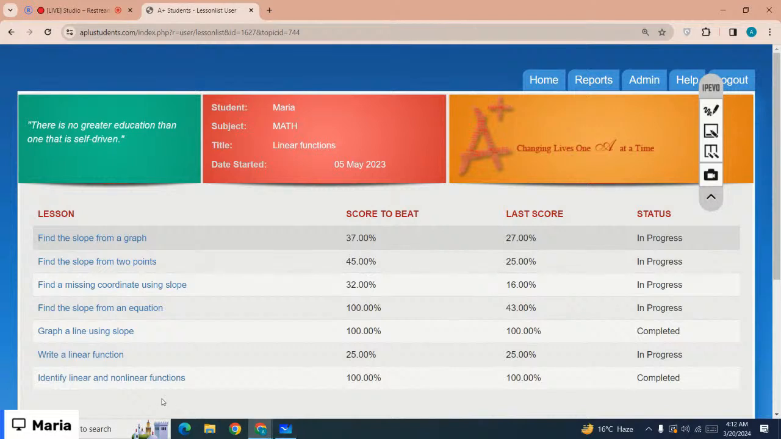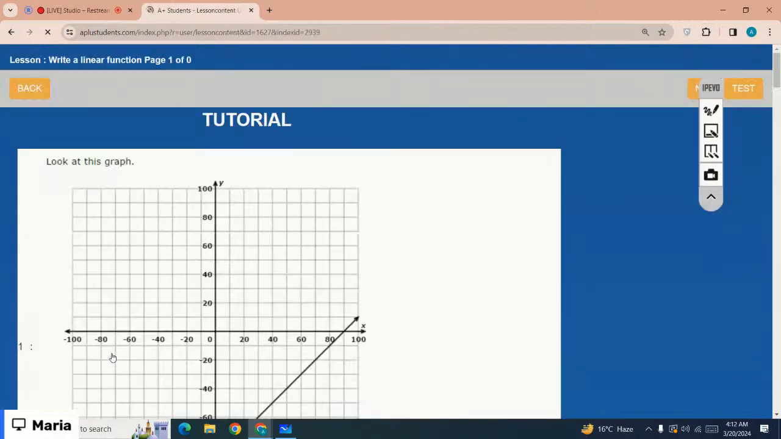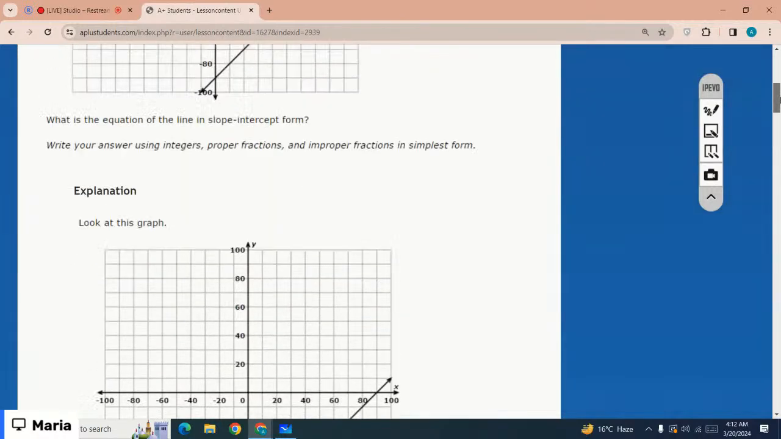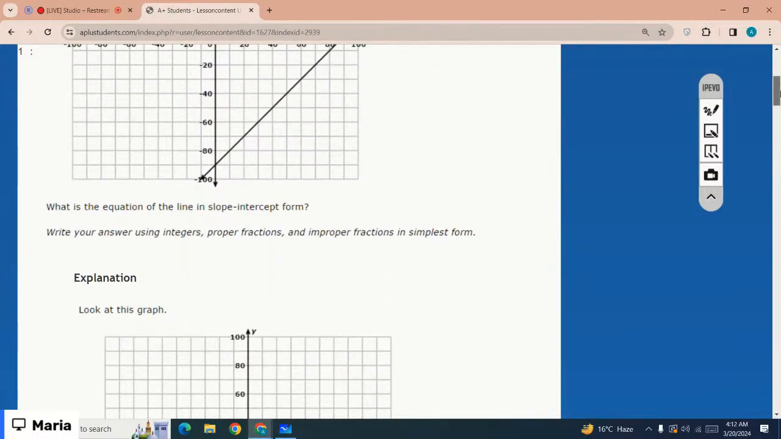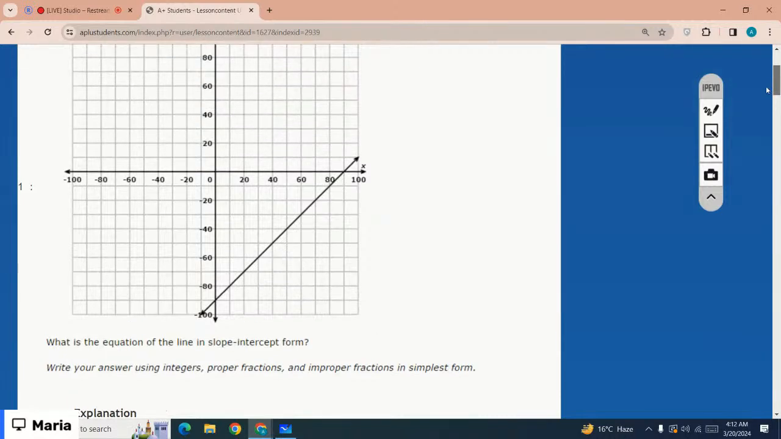The next one is write a linear function. So let's just start with the lesson. You have to write a linear function. Okay, so you are given a graph. You have to write the linear function just by looking at the graph. So how do we write a linear function? You have to write an equation of the line in slope intercept form. That means you need to find the slope.